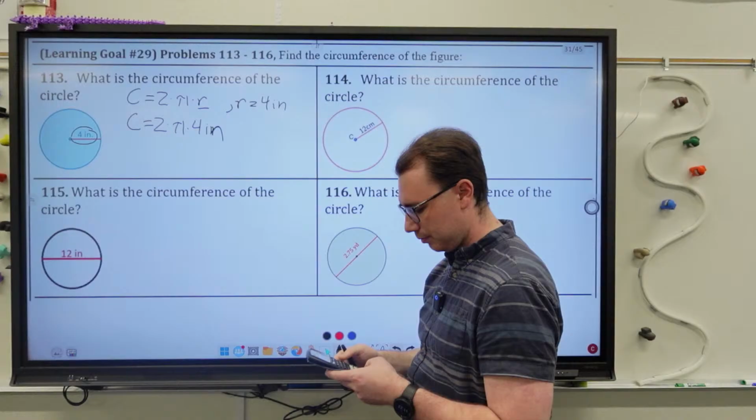These vertical pairs are the same. These corresponding pairs are the same. And these internal alternate angles are the same. These external alternate angles are the same. We're going to move on to learning goal 36.